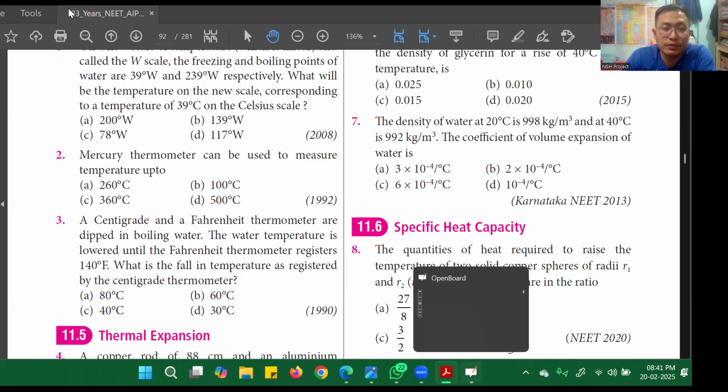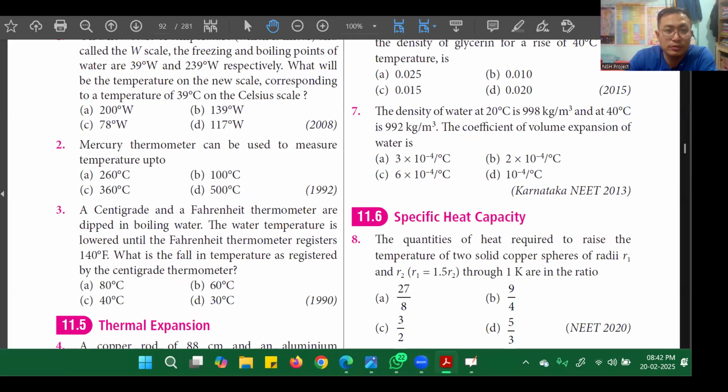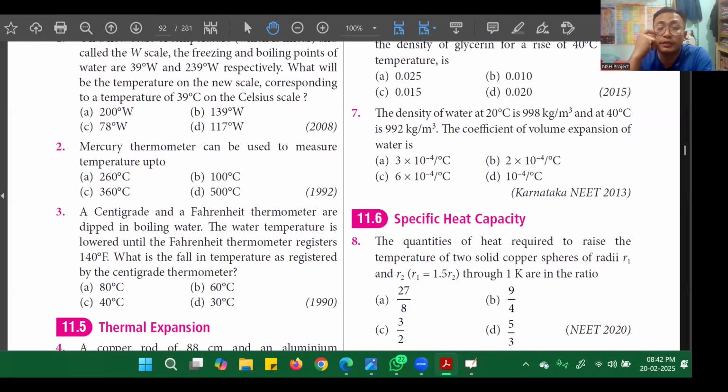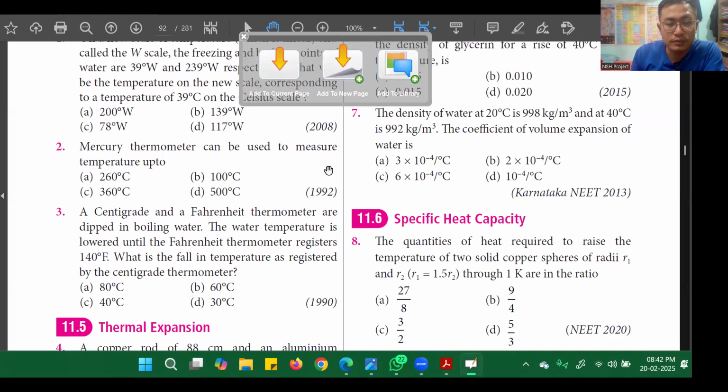For a mercury thermometer, the range is up to 360. So a mercury thermometer can be used to measure temperature up to a higher value. Let's think about it.